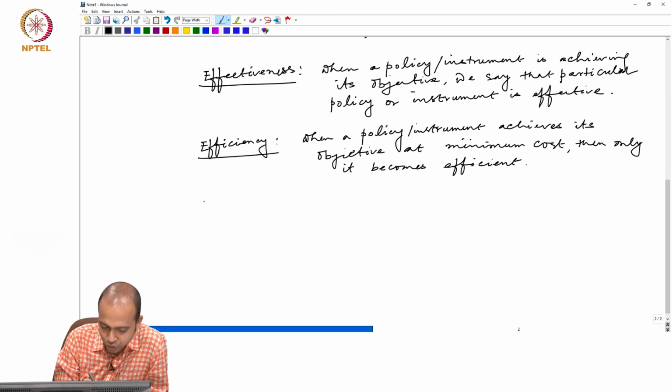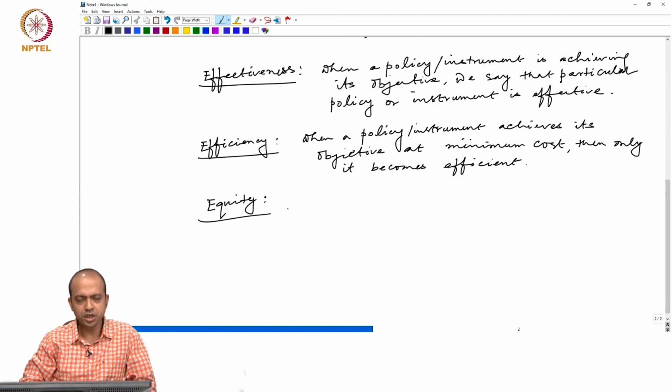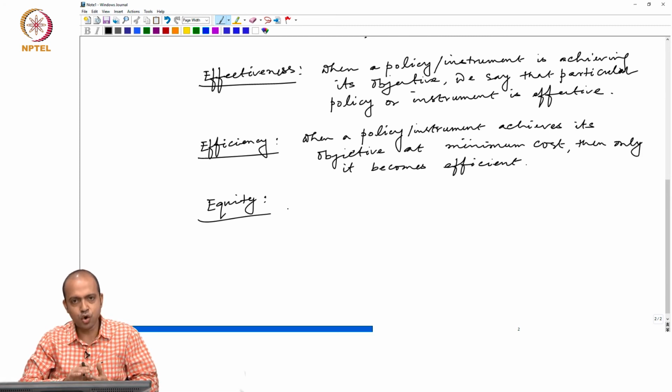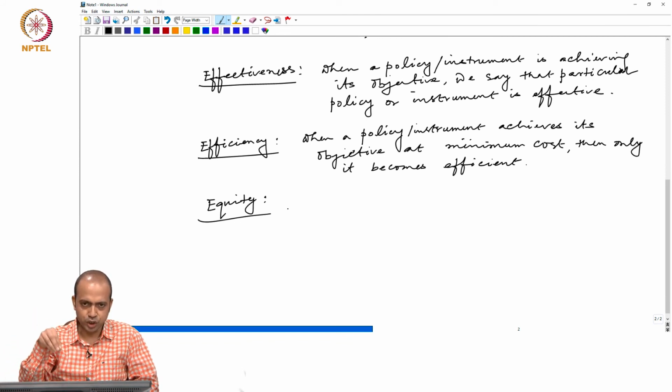And third one is called equity. What is equity? Equity is a concept, it is rather more involved than these two. Whenever a policy is implemented or any instrument is chosen for controlling pollution, that generates some kind of distribution of cost and benefit. What I am saying? When a policy is taken for pollution control, then that policy will generate some kind of distribution of the benefit and cost.